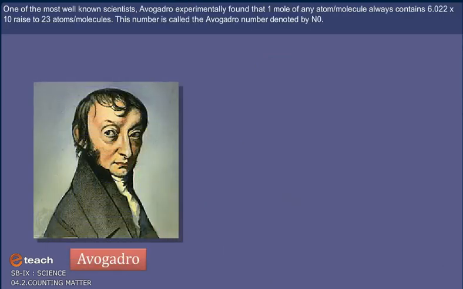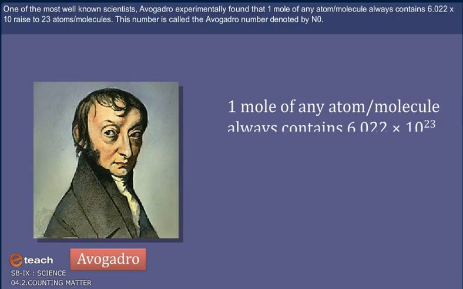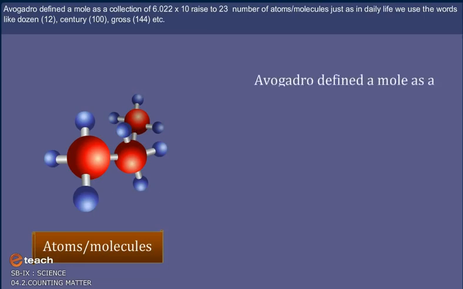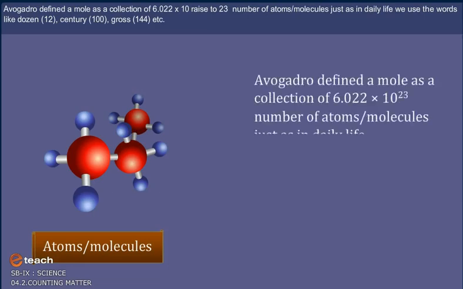One of the most well-known scientists, Avogadro, experimentally found that 1 mole of any atom or molecule always contains 6.022 × 10^23 atoms or molecules. This number is called the Avogadro number, denoted by N0. Avogadro defined a mole as a collection of 6.022 × 10^23 atoms or molecules.